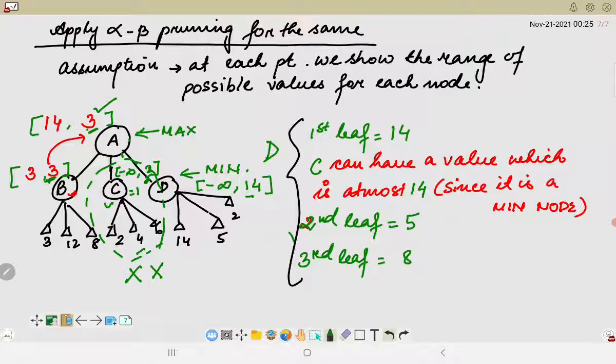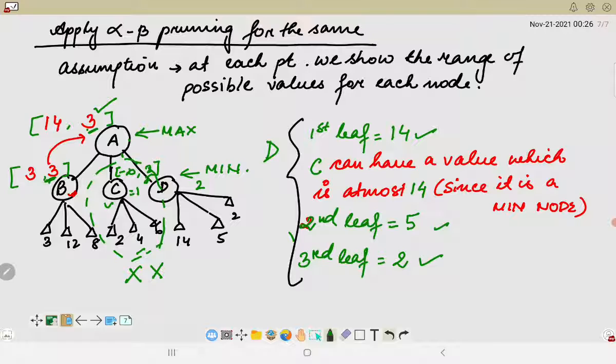If this is 5, then since D is a minimum node, it will take the minimum of 14 and 5, which is 5. So let me replace this with 5 now, and let us consider the third leaf here. When we are considering the third leaf, this is again 2. Since D is a minimum node, it will take the minimum of 14, 5 and 2. So hence this particular node would become 2. So D will have a value which is 2.